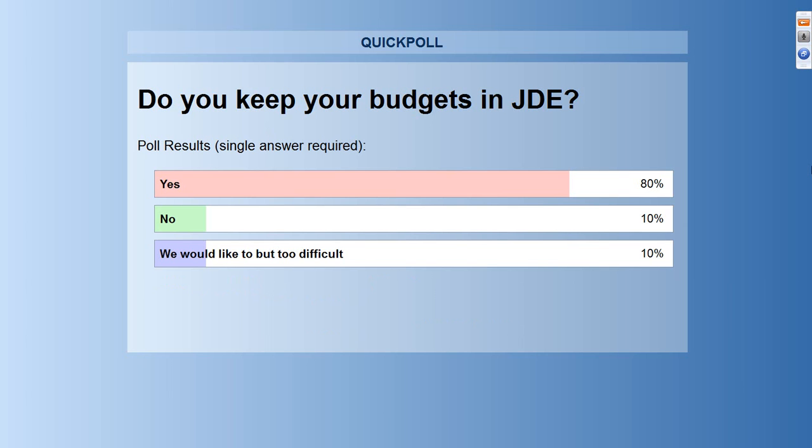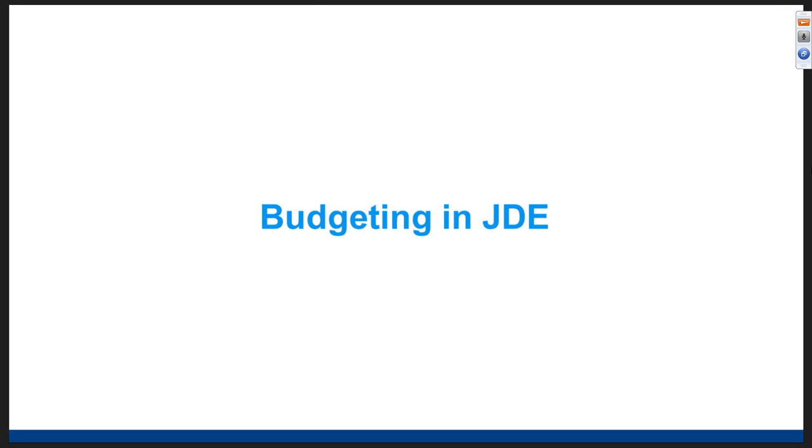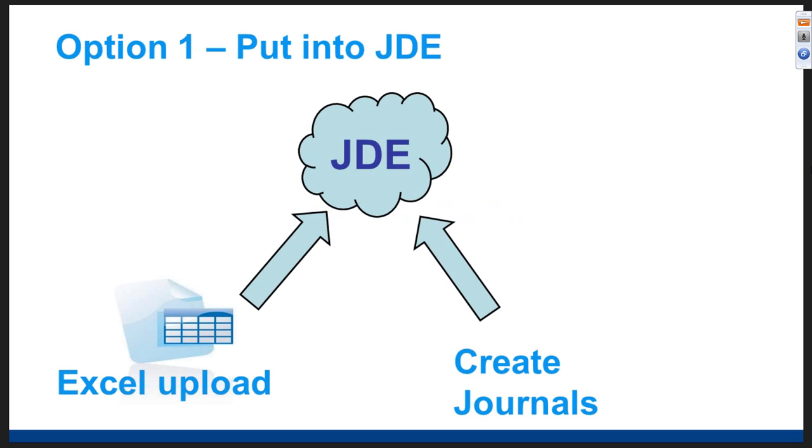The options to put it into JD Edwards at the moment are either through an Excel upload or creating journals. Both of these can be quite painful processes. They can be quite time consuming and error prone, depending on how many lines you have to put in and how often you do your budgeting and forecasting. Some people do annual budgeting, quarterly or even monthly budgeting and forecasting. This can become quite a long, laborious task.